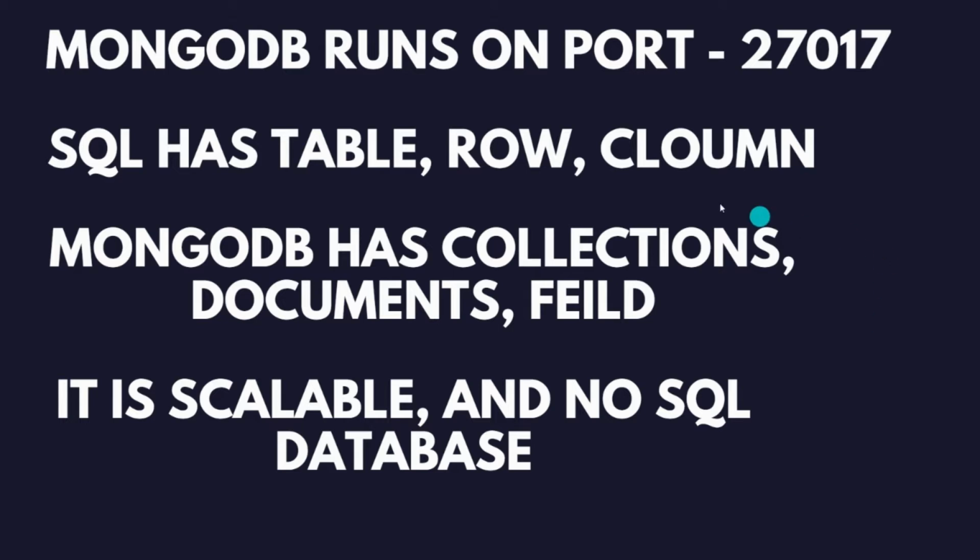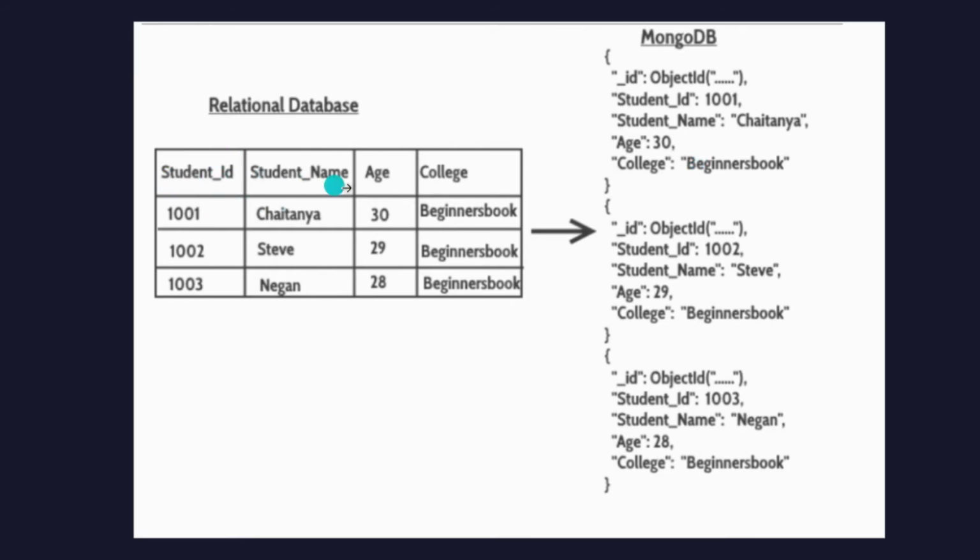Let's learn about some important points. MongoDB runs on port 27017. This is the port where MongoDB runs by default. Now the next point: SQL has table, row, and column, as we see here.